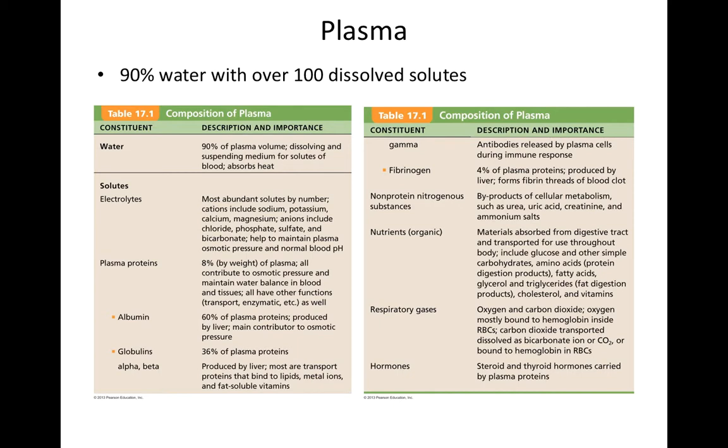as transporters. So when we have iron, something like that, that needs to be transported through the blood so that we can reuse it to make hemoglobin. We're going to transport it attached to alpha and beta globulins.